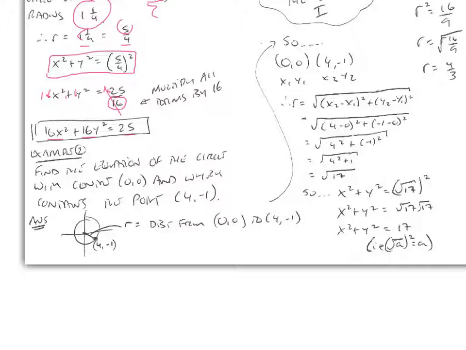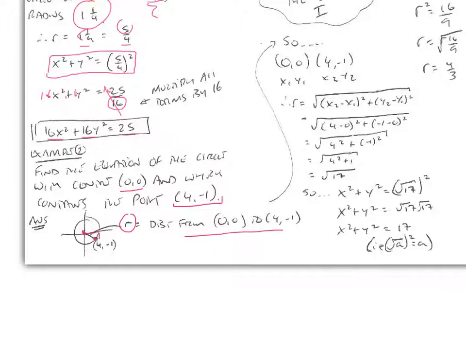Second example: find the equation of a circle with centre at 0, 0 and which contains the point 4, minus 1. So there's a point on the circle; it's out 4 on the x and down minus 1 on the y. For the equation of a circle, we need it in the form x squared plus y squared equals r squared, so we have to find r. And r basically is the distance from 0, 0 to 4, minus 1.